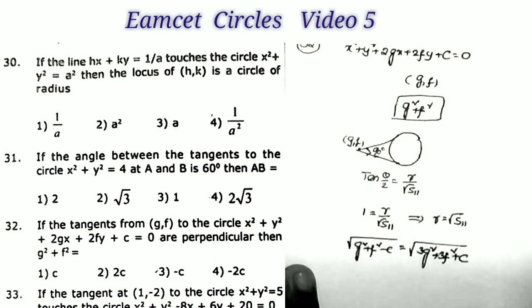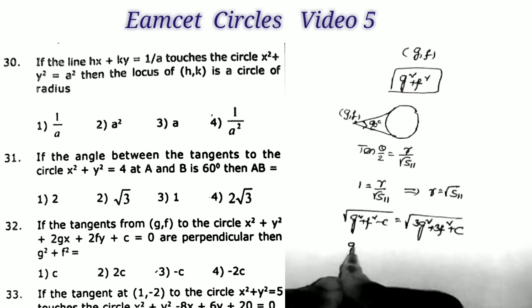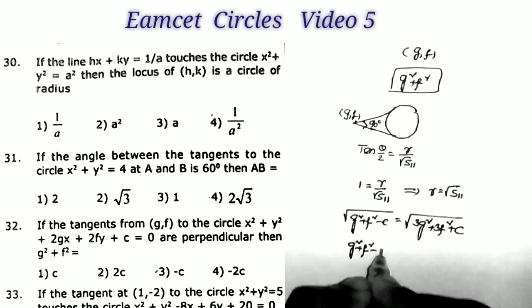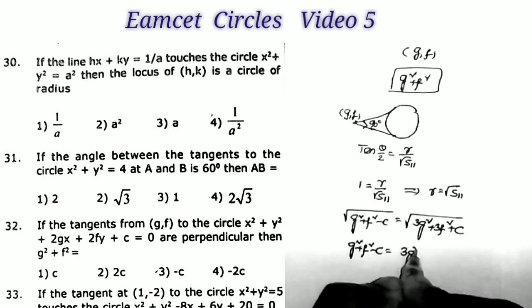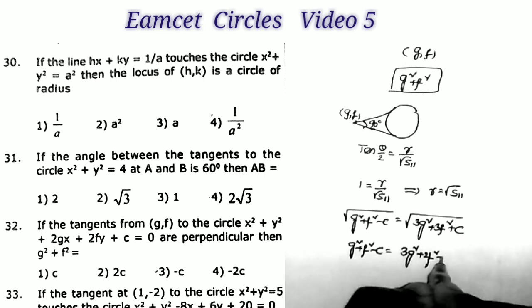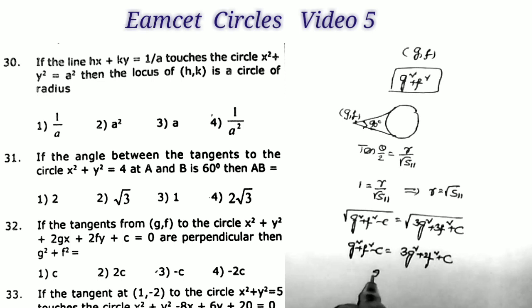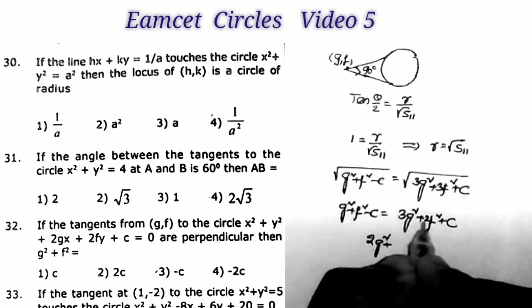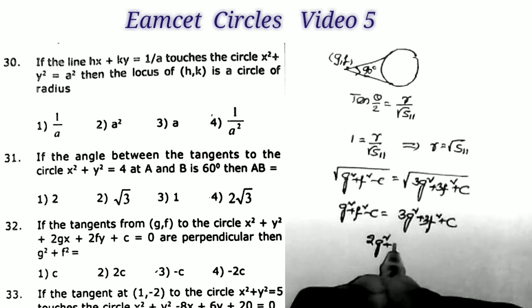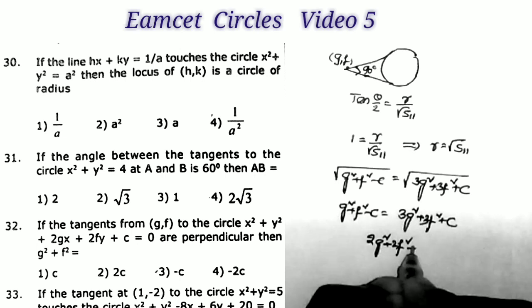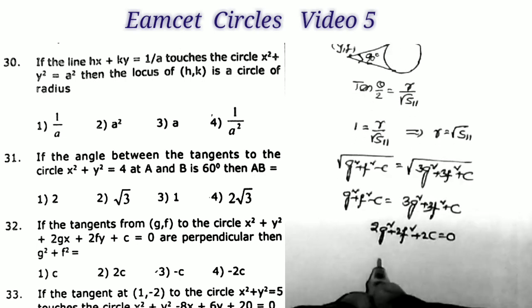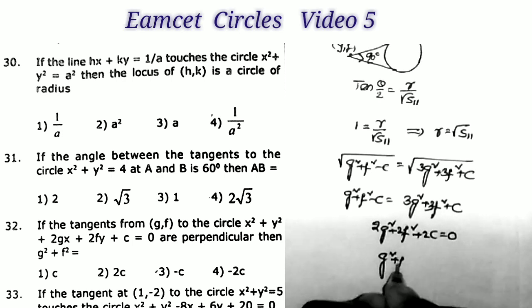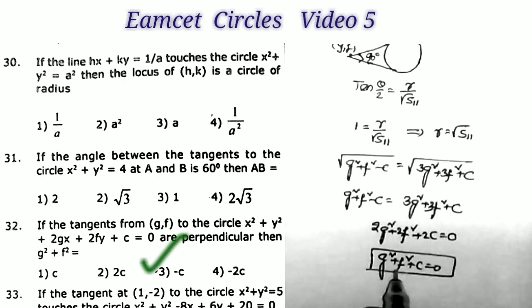Now squaring on both sides, we get the equation g square plus f square minus c is equal to 3g square plus 3f square plus c. That is, 3g square minus g square is 2g square, plus 2f square, plus c plus c, 2c, is equal to 0. Therefore, g square plus f square plus c is equal to 0, so the value of g square plus f square is equal to minus c. That's all, and that is the third option.